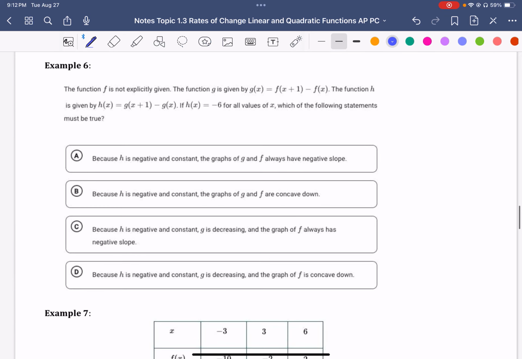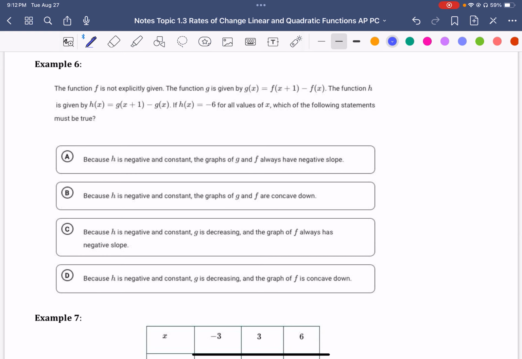The function f is not explicitly given. The function g is given by g of x equals f of x plus 1 minus f of x. The function h is given by h of x equals g of x plus 1 minus g of x. If h of x equals -6 for all values of x, which of the following statements must be true?